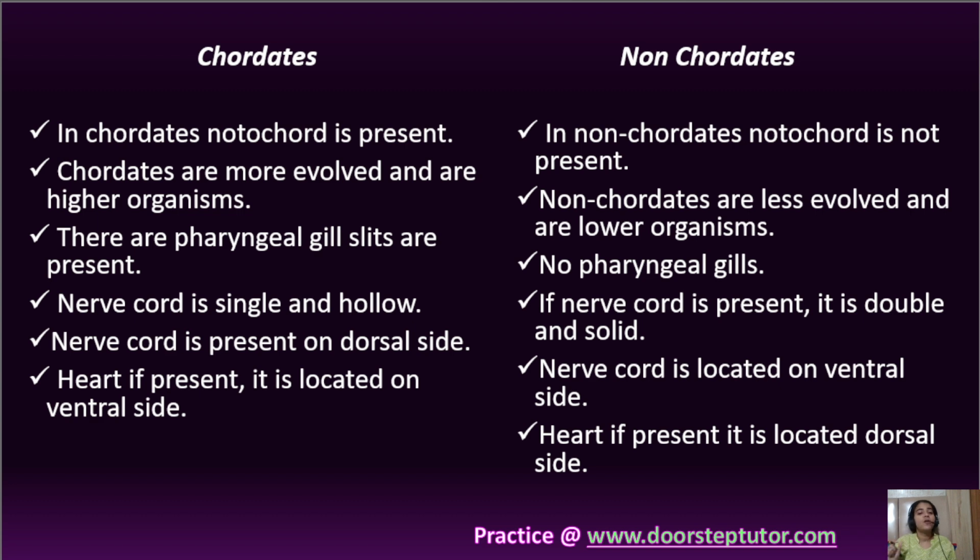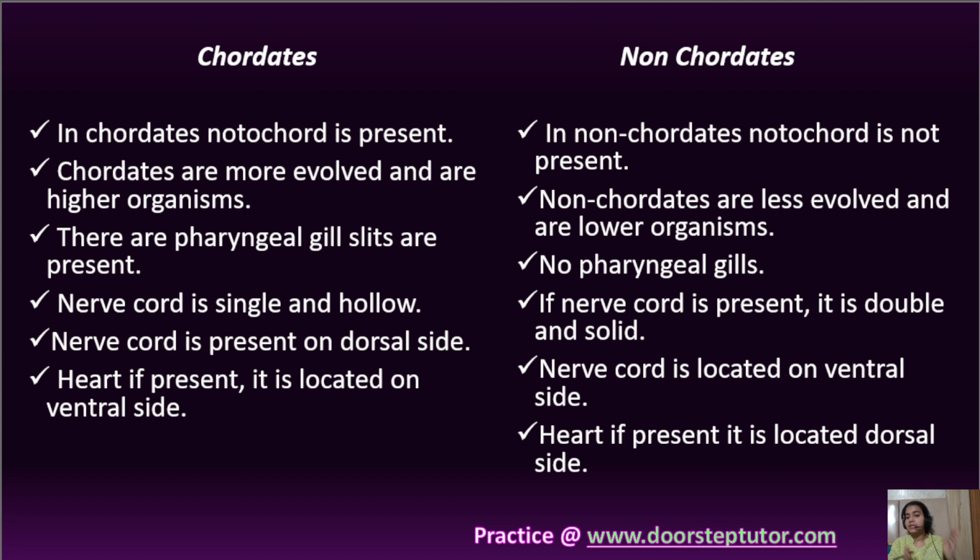Basically, the nerve cord is also found in chordates, and this nerve cord is single and hollow in chordates. In non-chordate organisms, if the nerve cord is present, remember, if it is present, then it is double and solid. Now, in chordates, we know that the nerve cord is present on the dorsal side.